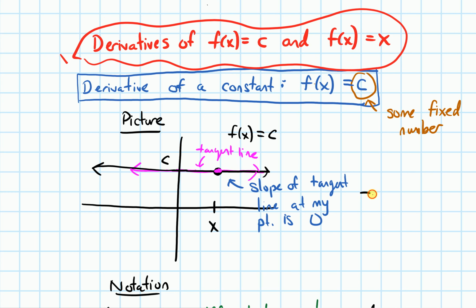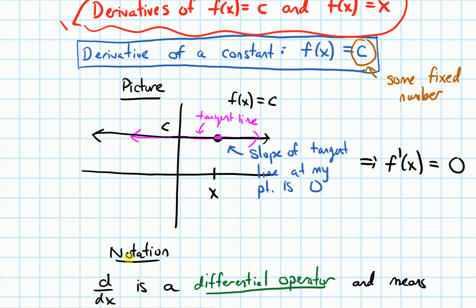Okay, so we can say what the derivative is, what f prime of x is. So remember, the derivative represents the slope. f prime of x is 0 because the slope at any point, just by looking at this picture, is going to be 0. All right, so I want to introduce some notation to talk about derivatives that we can use instead of using this prime notation.